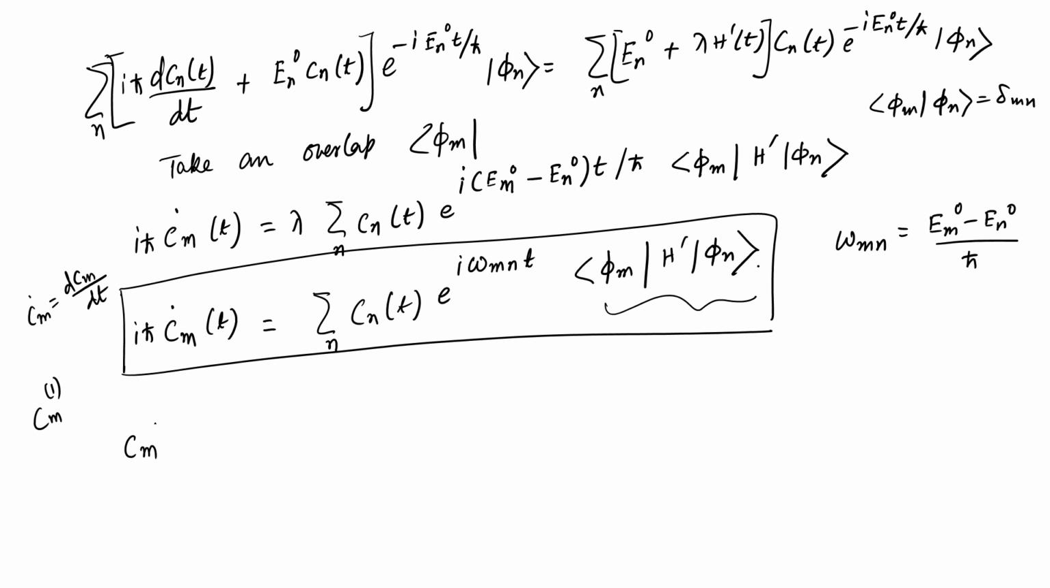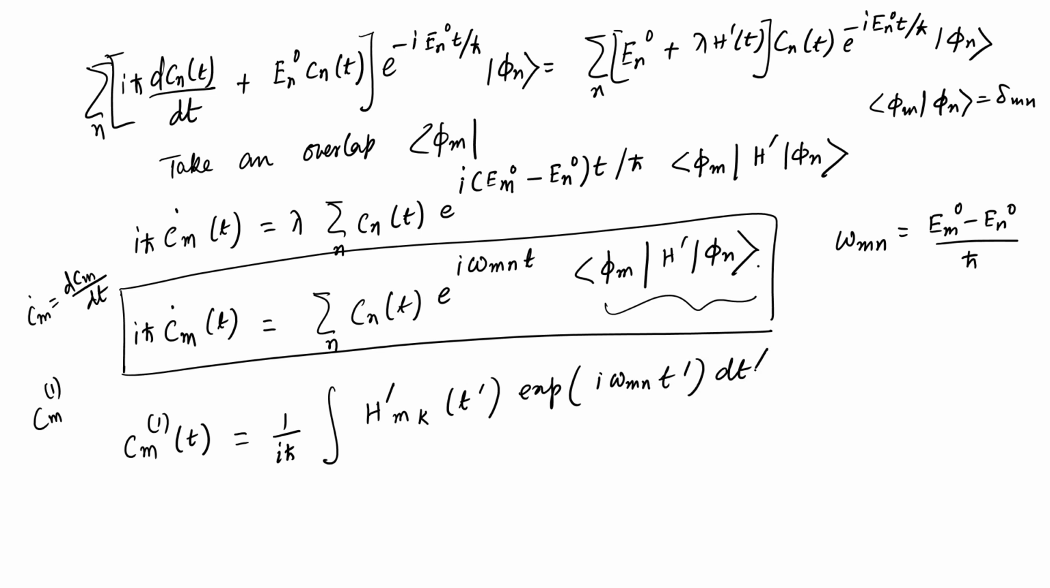So, your C m 1 t, the solution of this equation, is nothing but 1 by i h cross, and the i h cross goes away, and now I have these h prime m n t prime and exponential i omega m n t prime dt prime. You see, what we have done is that we can of course write it m n, there is no problem, it was just a dummy variable. So, now this integral, let us say, is from 0 to some t 0.